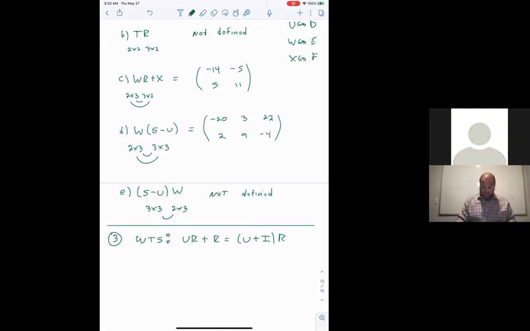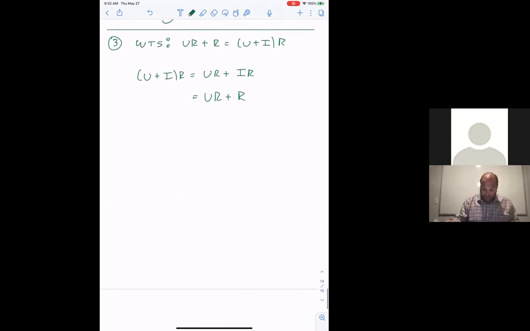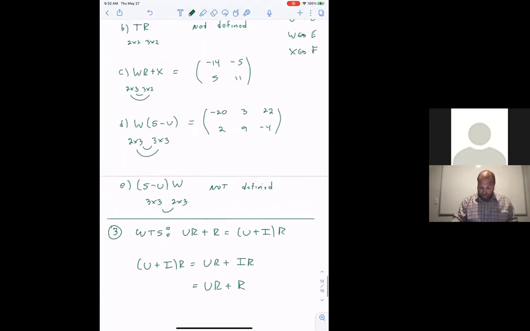And I think it's easier to start with the right side. U plus I times R. I know the distributive law holds. So I get UR plus IR. And the multiplicative identity says anything times I gives me the same matrix back. So hey, they're equal. And I'm done. It was that simple. And of course, now let's actually verify it by calculating UR plus R on the left.